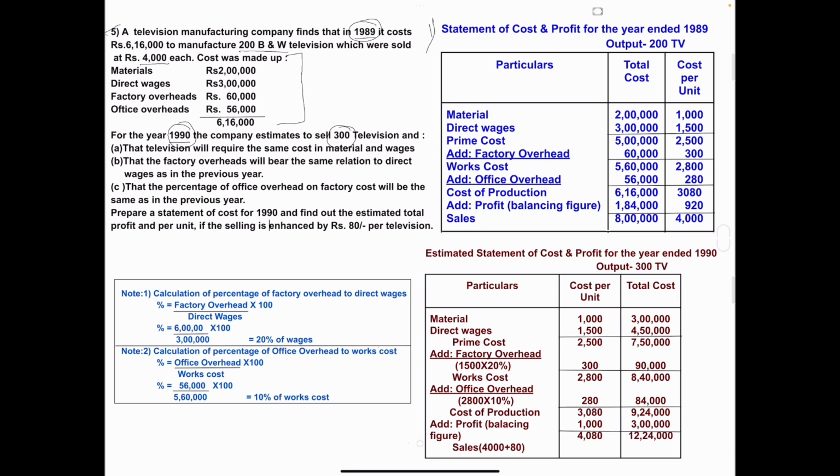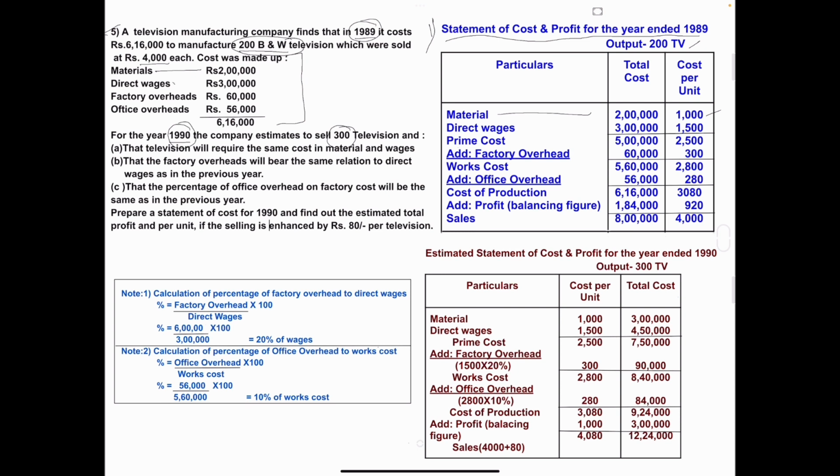Number 1, statement of cost and profit for the year ended 1989. So in 1989 they are producing 200 television. So I have written here output 200 TVs. Columns, particulars, total cost and cost per unit. First we have to take material. Material is 2 lakh. Cost per unit 2 lakh divided by 200, you will get 1000. Cost per unit is 1000.